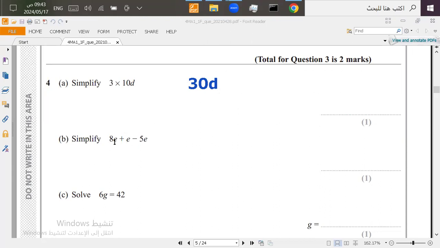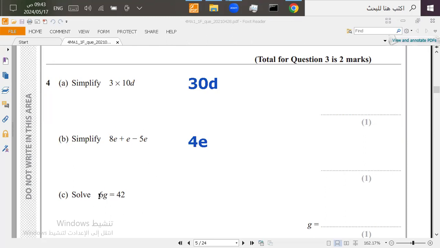Now let's come to this. Here we have the same variables being added and subtracted. So we're going to work on the coefficients, add them and subtract. So this one is going to be 1e. So 8 plus 1 is going to be 9. And then 9 minus 5 is going to be 4. So the answer is going to be 4e. Focus on this. If they have the same variable, it means you're going to add and subtract the coefficients. And this is the idea of answering this question.